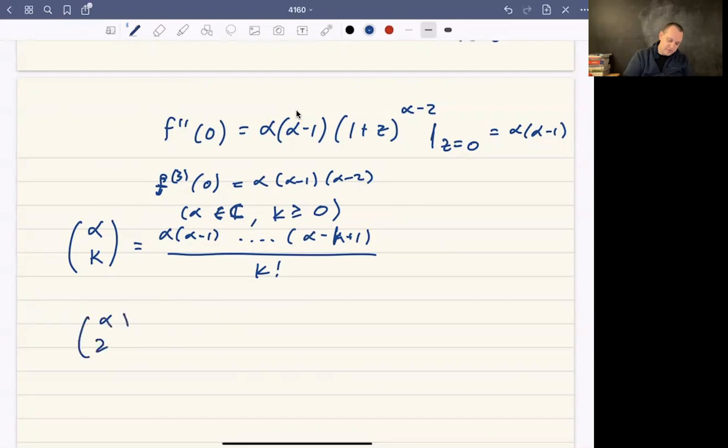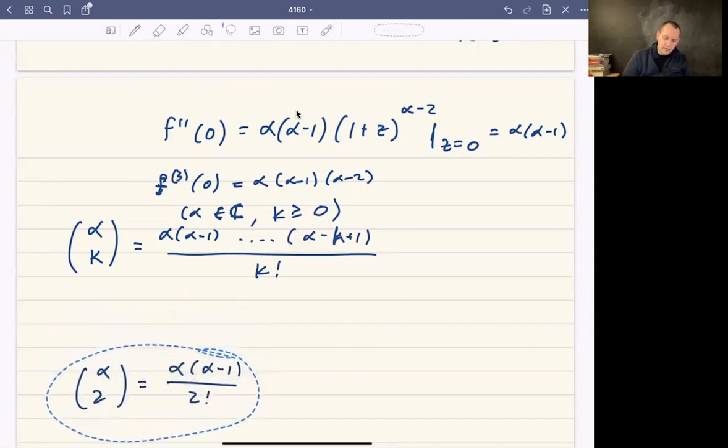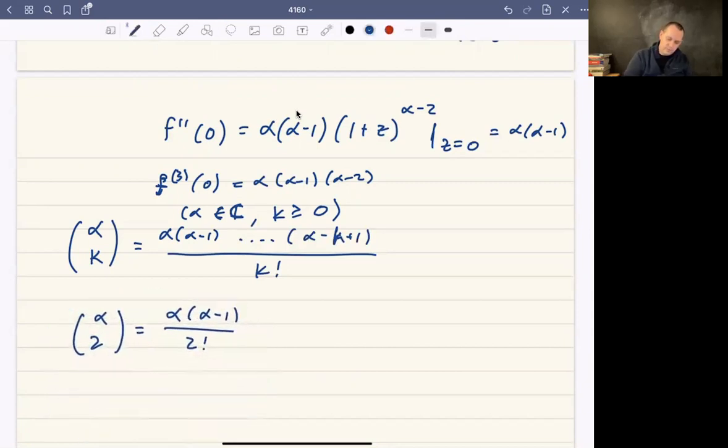So for example, alpha choose 2 is going to be alpha times alpha minus 1 over 2 factorial. So that's alpha times alpha minus 1 over 2. Alpha choose 0 is just going to be 1 just by definition, so I have to add that in actually. That doesn't follow immediately from the formula. So this is the formula if k is greater than 0, and alpha anything choose 0 is 1.